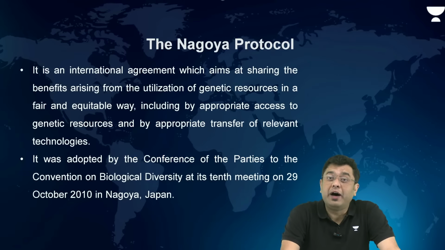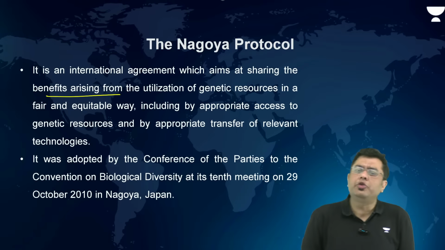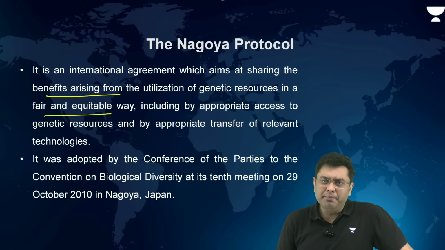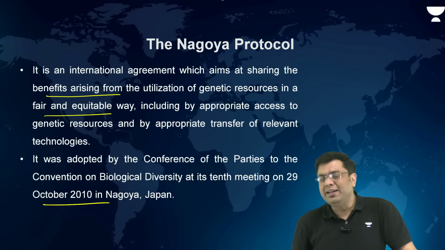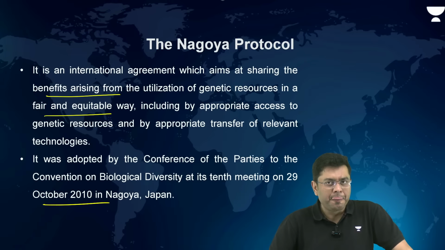Now you also have the Nagoya Protocol. Nagoya Protocol, very simple: sharing the benefits arising from the utilization of genetic resources in a very fair and equitable manner with the indigenous community, making the local population a part of the conservation measure. When was it adopted? It was adopted in 2010 at the Conference of Parties to CBD, which was held in Japan. Okay, so that is your Nagoya Protocol.